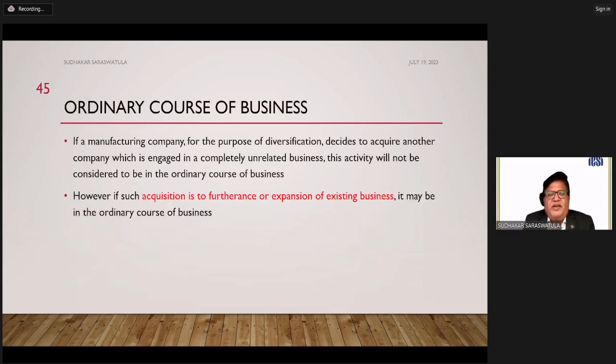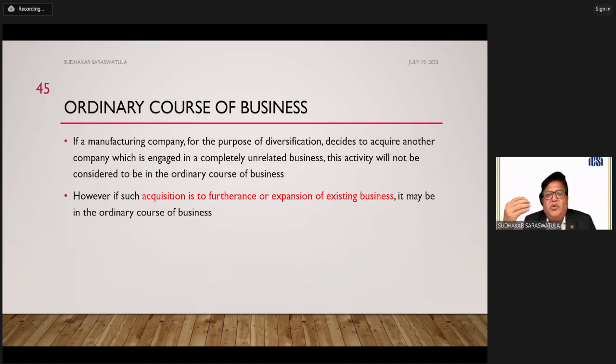Similarly, if a manufacturing company is acquiring another for the purpose of its diversification, it decides to acquire another company. Say, for example, a paint manufacturing company is acquiring another paint manufacturing company from a related party. Now, is that a related party transaction? Again, the answer is yes. It is a related party transaction because you are acquiring a paint manufacturing company from another person who is related to you. Is it in the ordinary course of business? Again, my answer is yes, because it is for furtherance of my business.